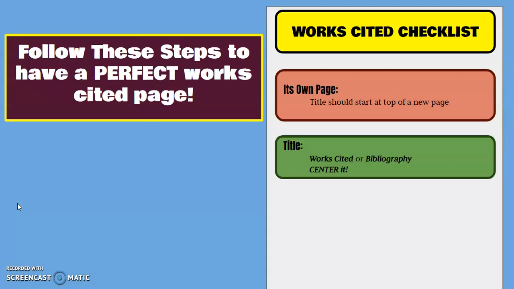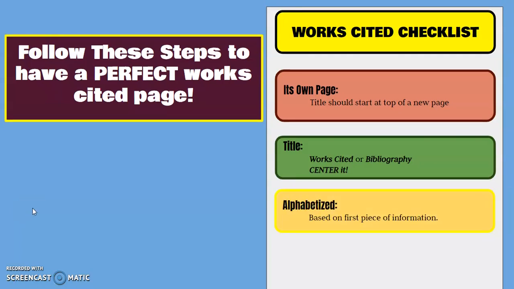Our third step is probably the one that is most challenging, but you guys have done a lot of work already to make sure you can do this easily. And that is to go ahead and start listing your information. And you'll do that alphabetically, based on the first piece of information listed in each source. I'll show you what I mean.